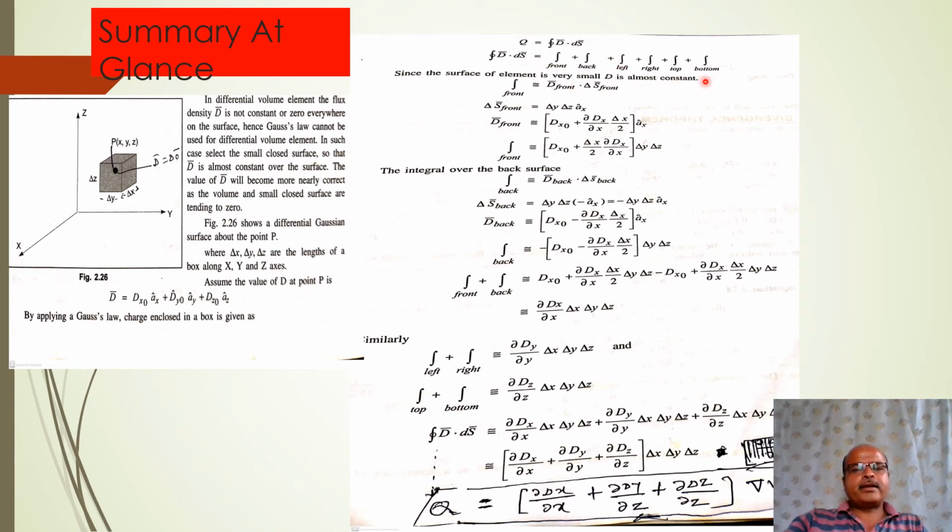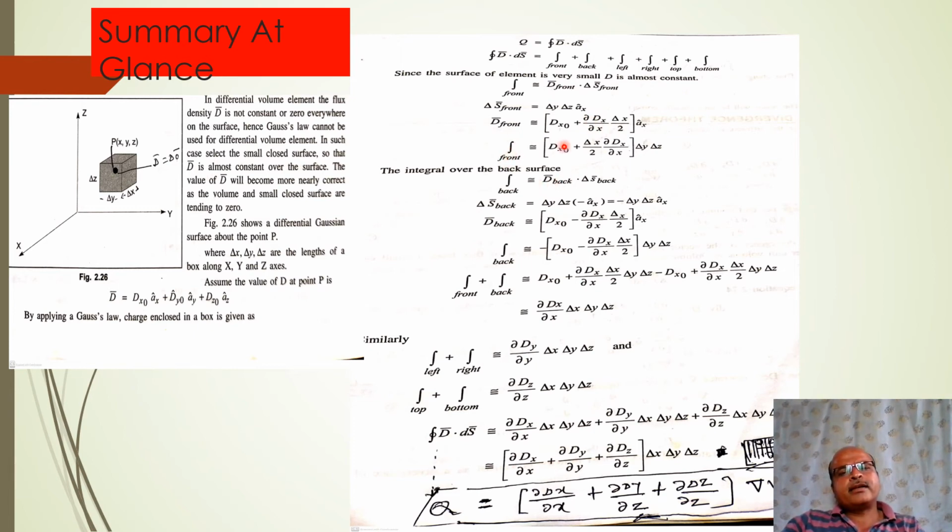Therefore we have represented this as an addition of 6 integrals. So calculate the first integral, the front. The integral front is D-bar front dot del S-bar front. But del S-bar front, if we observe this side, is del y del z. Therefore del y del z ax cap, as mentioned here. And next is D-bar front.